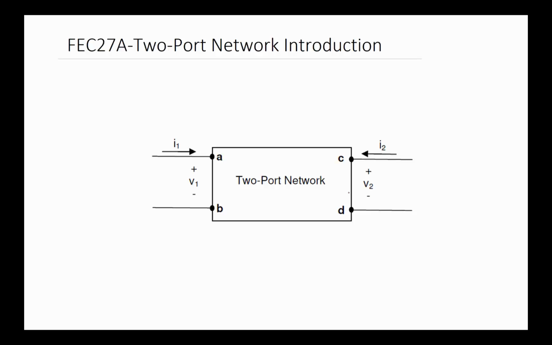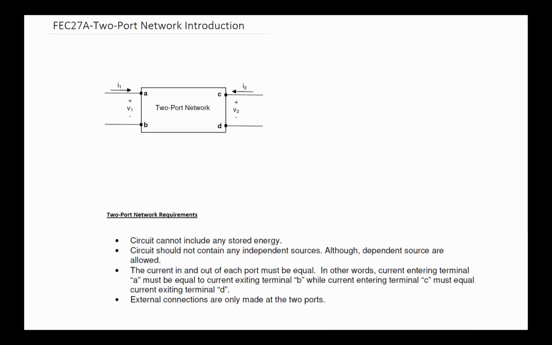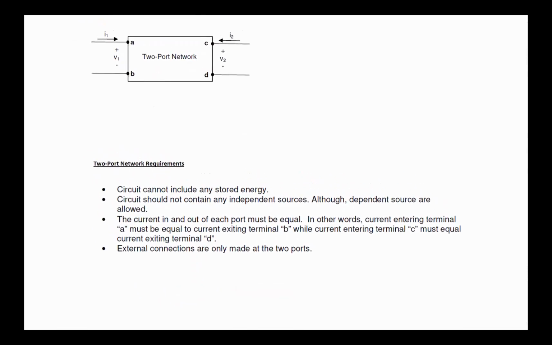So a two-port network looks just like what we have described here, and it has a number of requirements. In order for us to be able to analyze this as a two-port network, we have to have a number of requirements put on it. So here are some examples of these requirements.